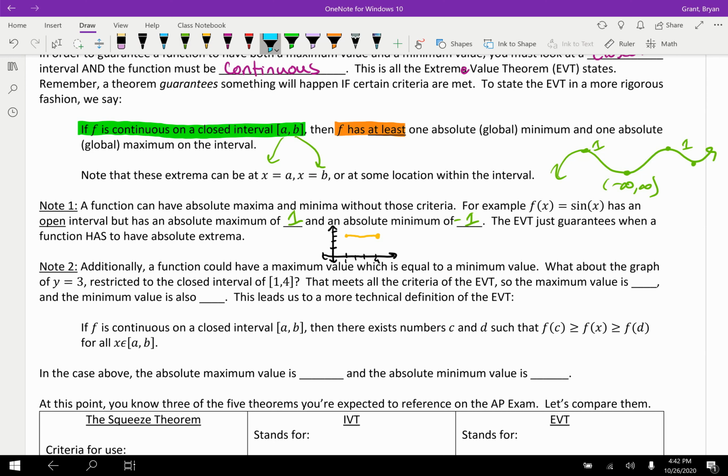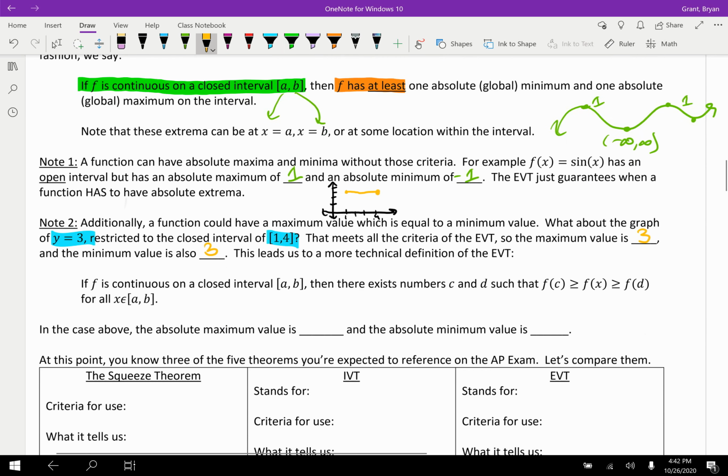Yeah, it's continuous, right? Y equals 3, you never have to pick up your pencil, and it's on a closed interval. As soon as we see those two, the extreme value theorem applies, which means there has to be a maximum, and in this case, the highest the graph ever gets on the y-axis is 3, and there has to be a minimum. The lowest the graph ever gets is also 3. So there are cases where the absolute min and max can be the same value.